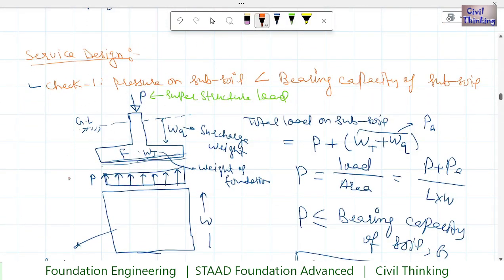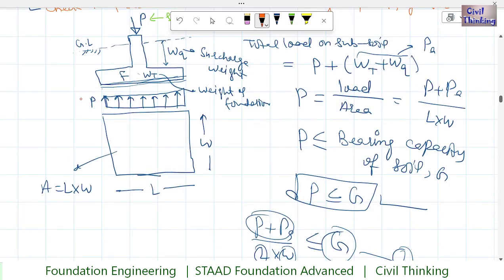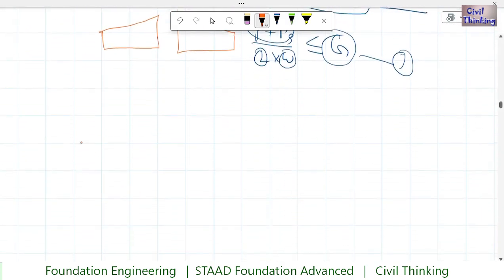Now let us talk about check 2. What is check 2? Before we talk about check 2, I remember something I should discuss, since we discussed this pressure diagram. Let me talk about a few kinds of pressure diagrams. Here the pressure is uniform, so you get a rectangular pressure diagram, but it is not always true. You may get some other shape, like this, or like this too. So let us talk about these pressure diagrams.